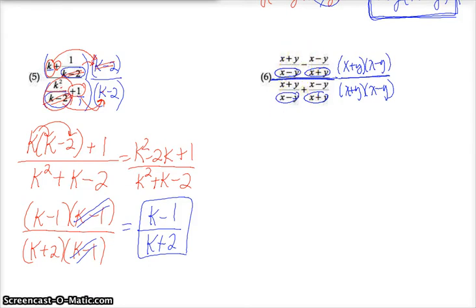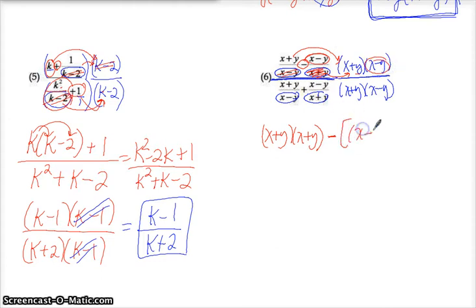So once you distribute, this x minus y will cancel with this x minus y, so I have x plus y times x plus y left over. Then I have a minus sign here, so be careful. So when I distribute here, the x plus y will cancel with this x plus y, and I'd have an x minus y times an x minus y.